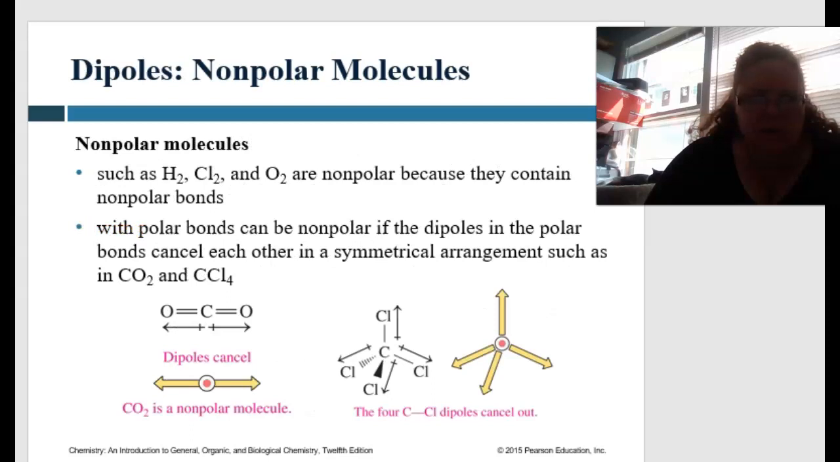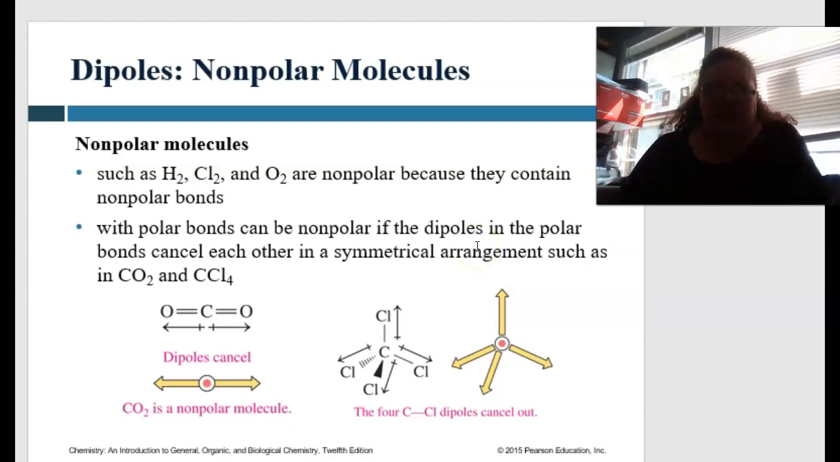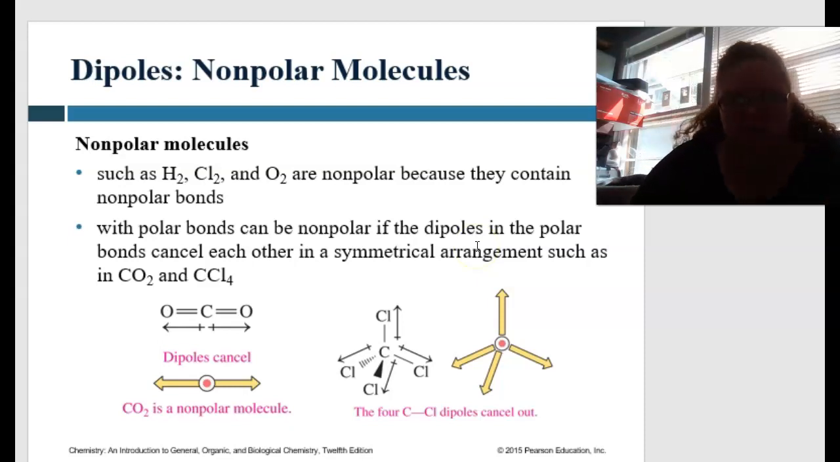All right, so let's do this with dipoles. And these are non-polar molecules, such as hydrogen, chlorine, and oxygen. They're non-polar because they contain non-polar bonds. So with polar bonds, they can be nonpolar if the dipoles in the polar bonds cancel each other out in a symmetrical arrangement, such as CO2 and CCl4. So when the dipoles cancel, then you end up affecting the shape.